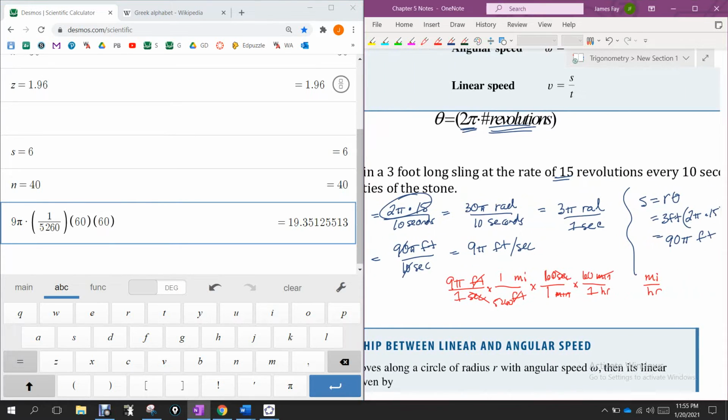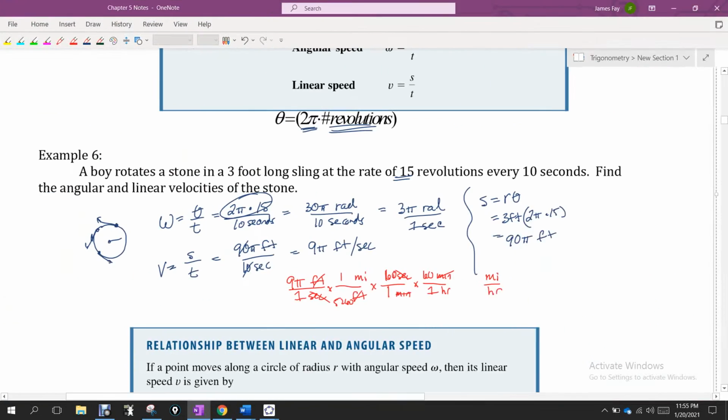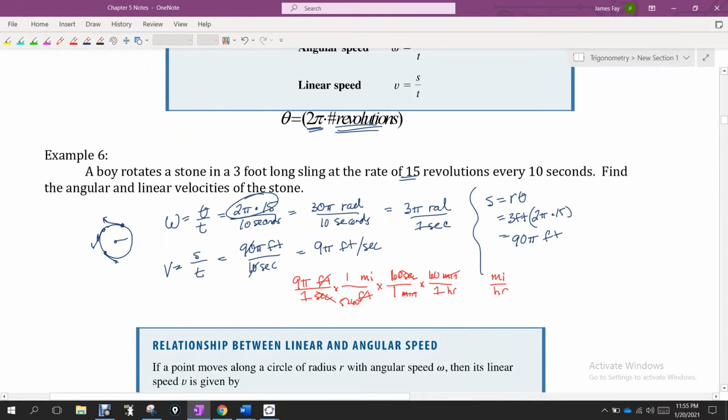Okay. So then everything canceled out. We're left with miles per hour as the only units left over here. And we're seeing that the rock would be traveling at 19.35 miles per hour. And that's the idea that if it was moving in a linear direction, 19 point whatever miles per hour.